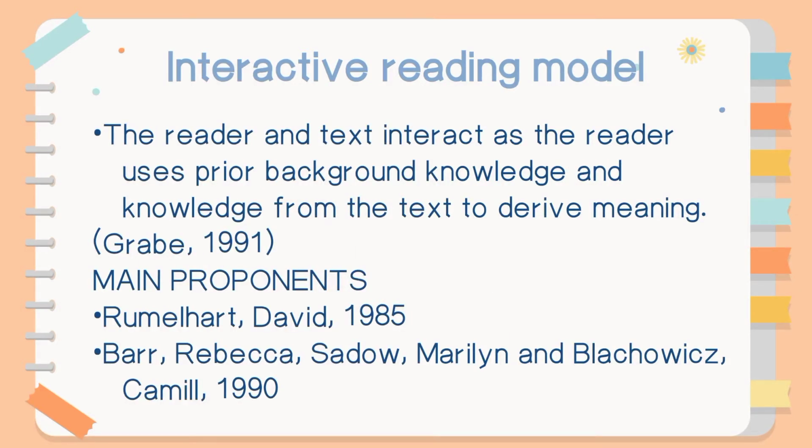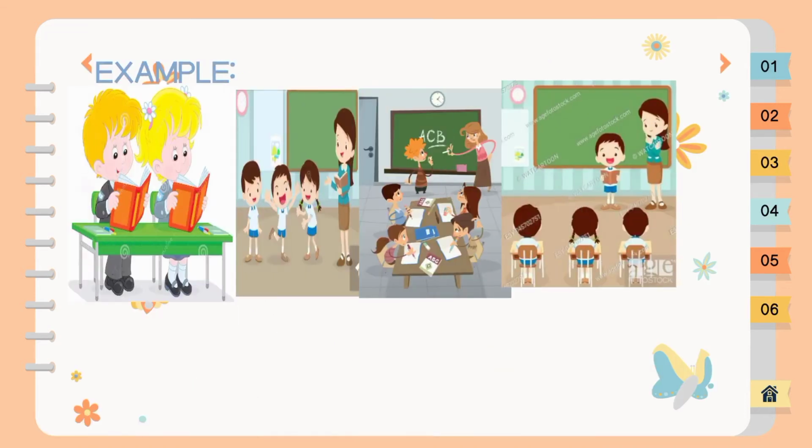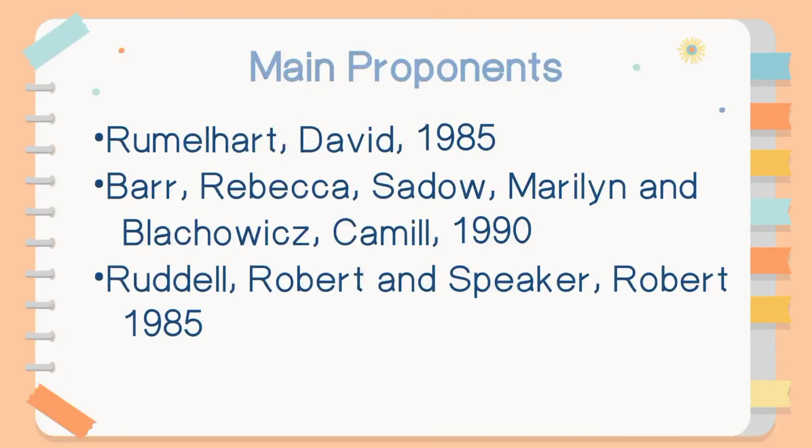The reader and text interact as the reader uses prior background knowledge to derive meaning from the text. For example, when you are letting your students read simple stories, you can ask them some questions so they become active and interaction may occur in the reading process. With this example, not only will the students' communication skills develop but also their higher order thinking skills. So they are the main proponents of the interactive reading model.